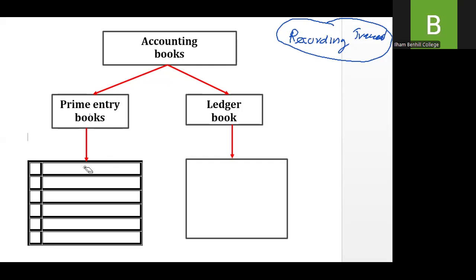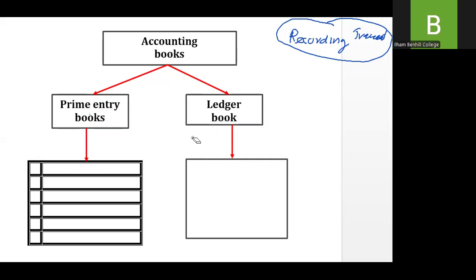Therefore, we say out of these three prime entry books you learn for your level, they are not only prime entry books, they play a dual role in accounting. Double acting. Like the same person acting as the father sometimes, and also as the son. The same cash book is considered as a prime entry book as well as an account. So that is about that.